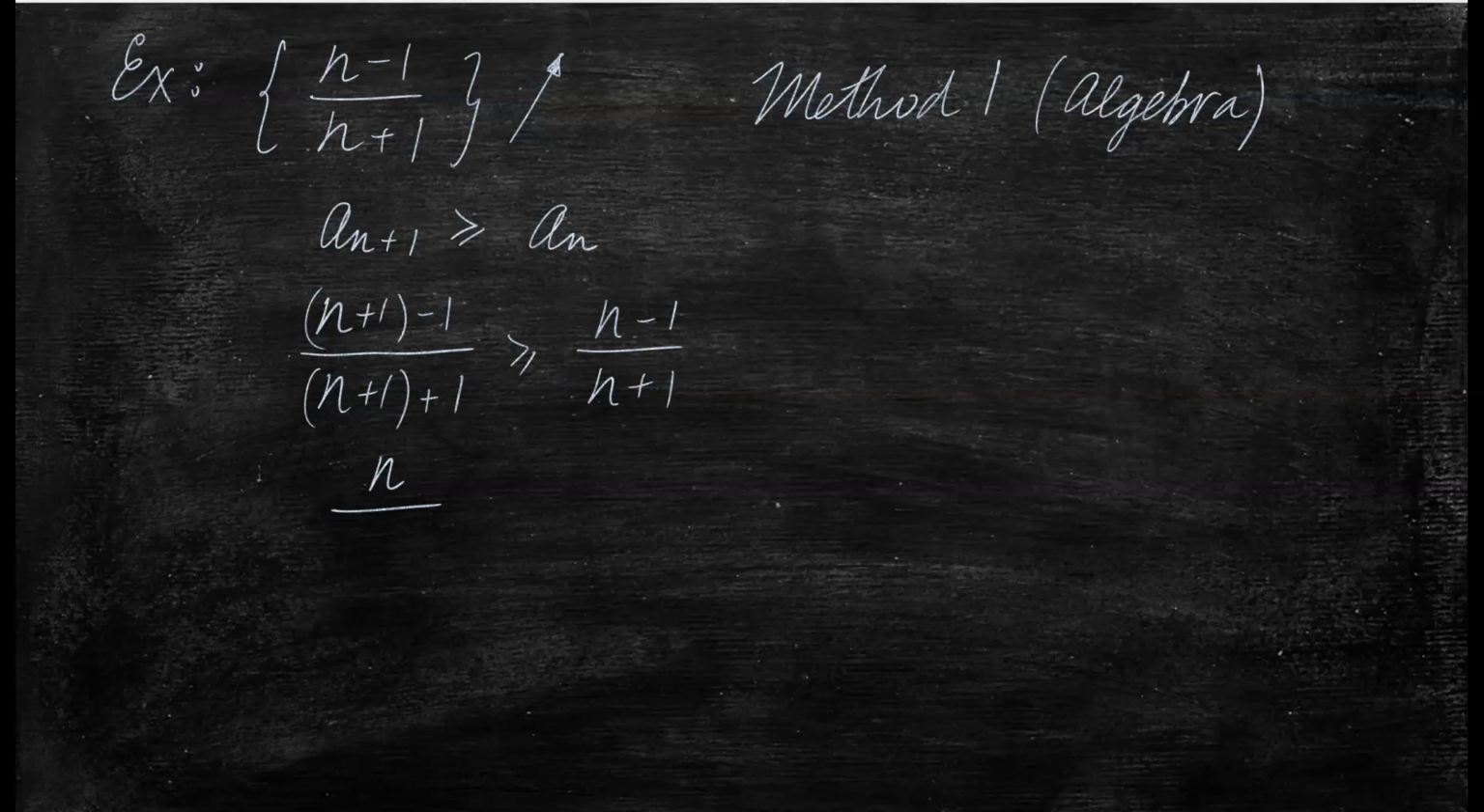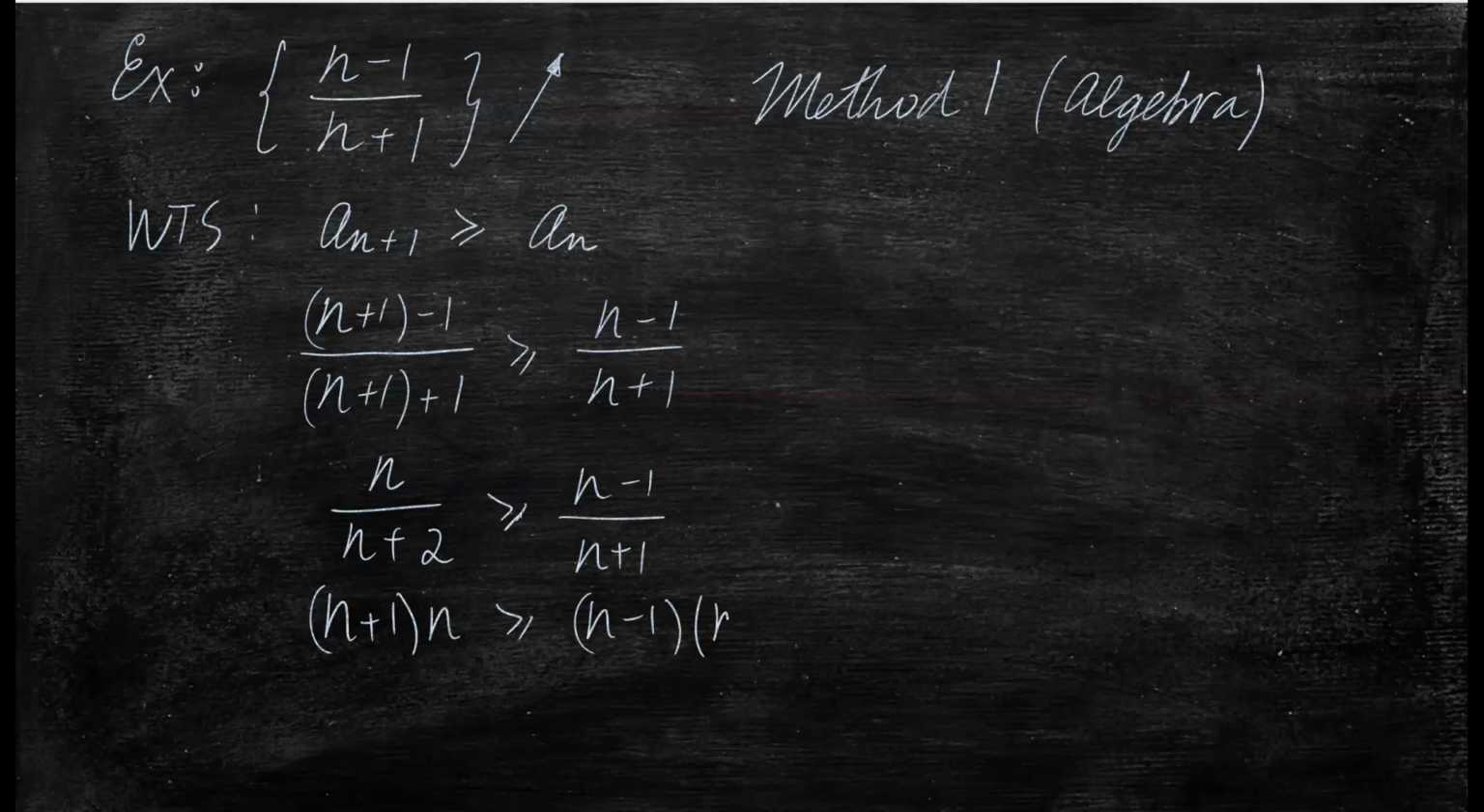And again, similarly to how we did it before, this is what we want to show. And we're going to multiply both sides by the common denominator. So we're going to have n plus 1 times n here. Distributing everything.